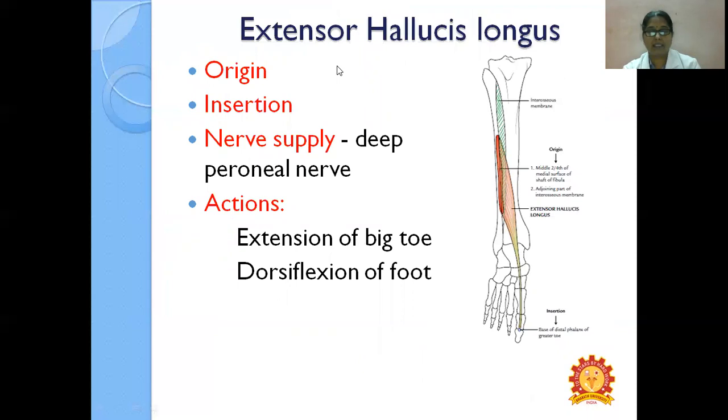The next muscle is extensor hallucis longus. Origin is from the middle 2/4 of the medial surface of the shaft of the fibula and also the adjoining part of the interosseous membrane. Insertion is the base of the distal phalanx of the great toe. This is a hallucis muscle, so it goes to the great toe. Nerve supply, again the deep peroneal nerve, and action is extension of the big toe and dorsiflexion of the foot.